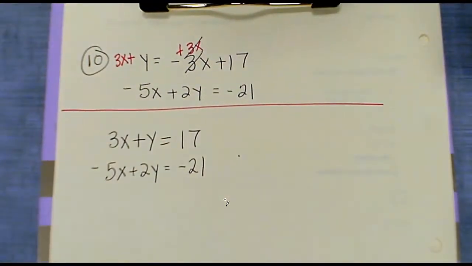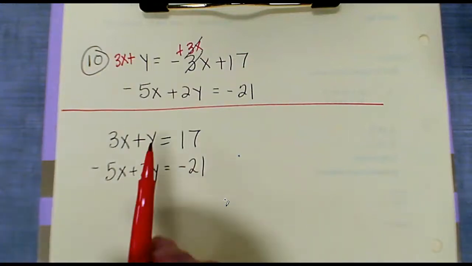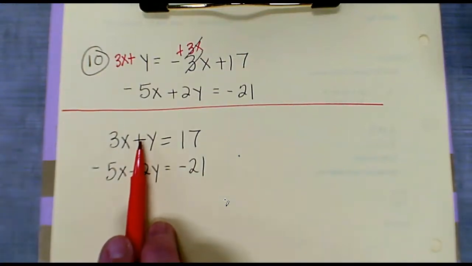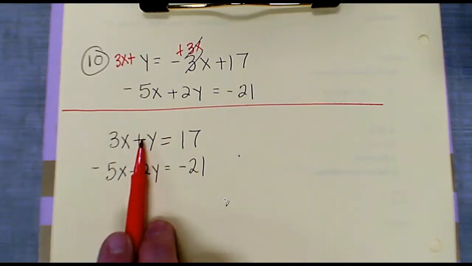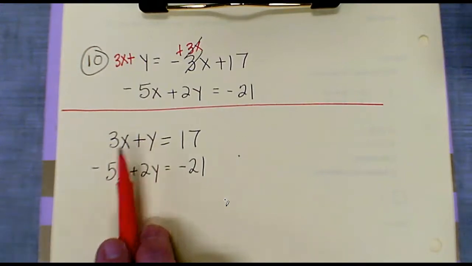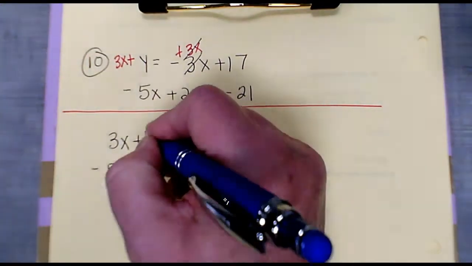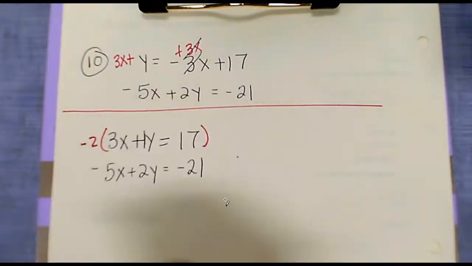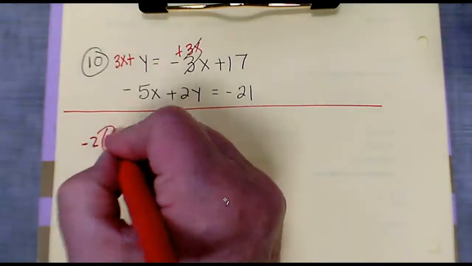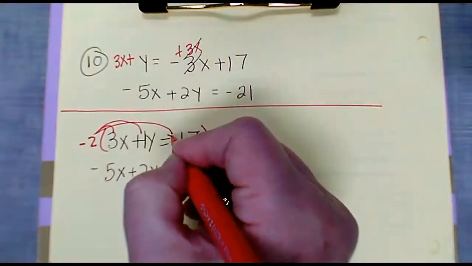And so what do you think it's going to be easier to eliminate, the x or the y? The y. What number am I going to need right here to eliminate a 2? What does that number have to be? This has to be a -2. It is a 1, so I'm going to have to multiply this whole equation by a -2. Distribute, distribute, distribute.